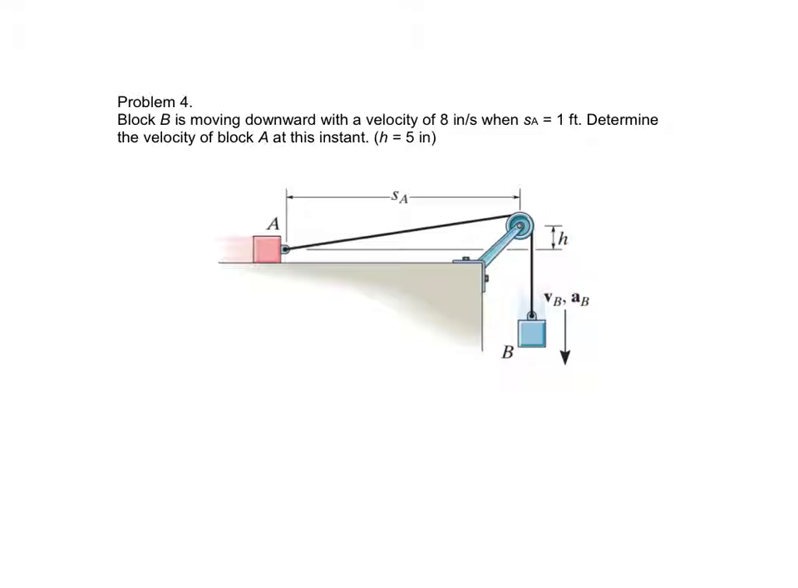Okay, so this one looks like a constrained motion problem, right? We've got two blocks that are connected by a pulley. Block B is moving downward with a velocity of 8 inches per second when SA is equal to 1 foot. Determine the velocity of block A at this instance. So block B is moving at 8 inches per second. Let's find the velocity of block A. Seems pretty easy. It also says H is 5 inches.